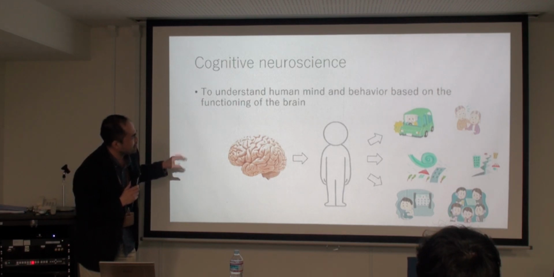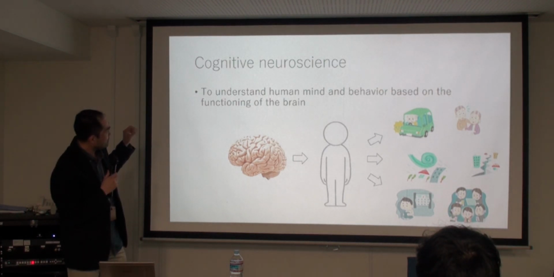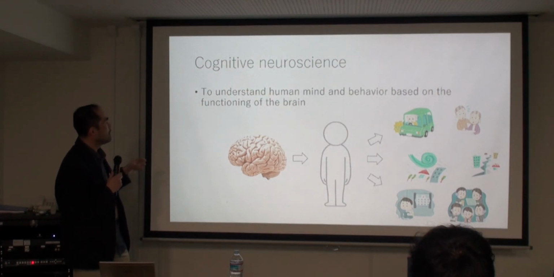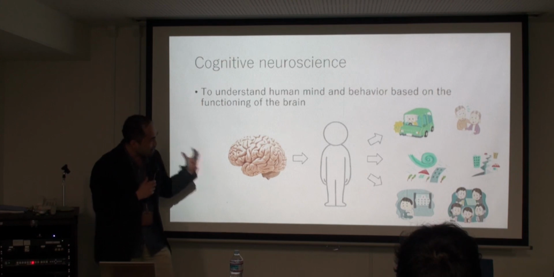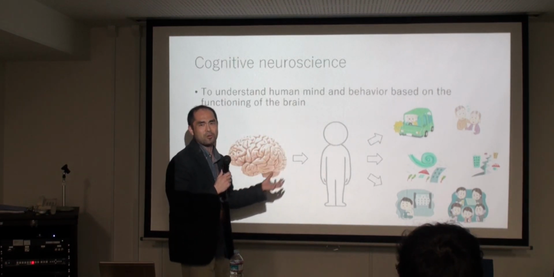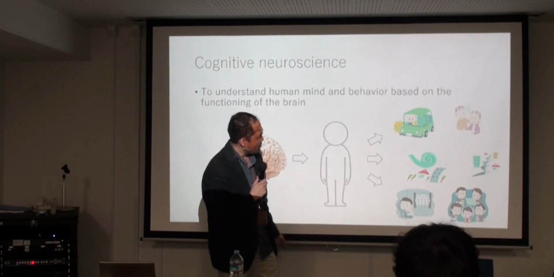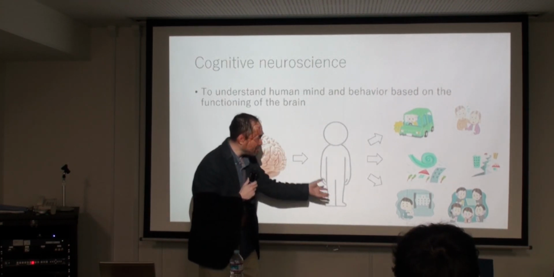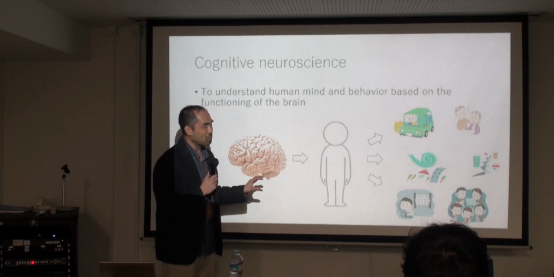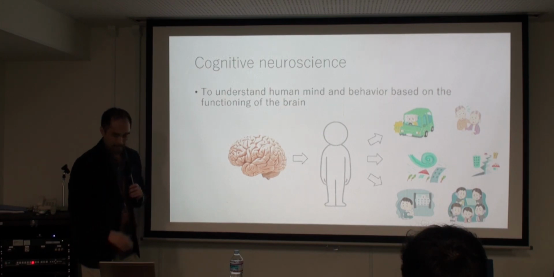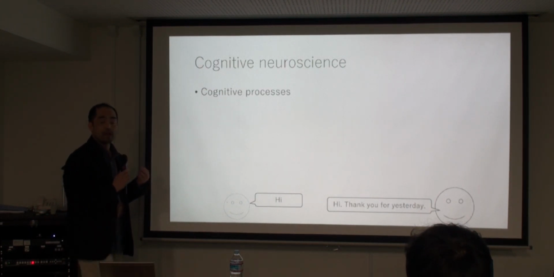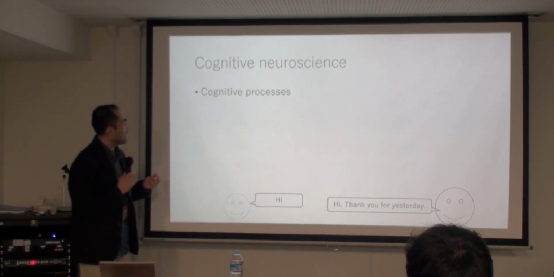So this may be too basic, but cognitive neuroscience, for me, is to understand the human mind and behavior based on the functioning of the brain. So my interest is to understand humans. And it's applicable to many contexts like aging issues in society or disaster education and many other issues related to human mind and behavior. And of course, it contains language learning. So it's my stance.